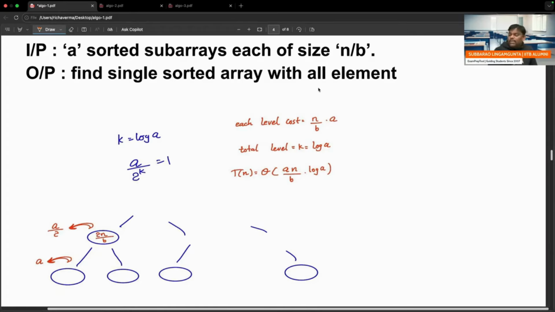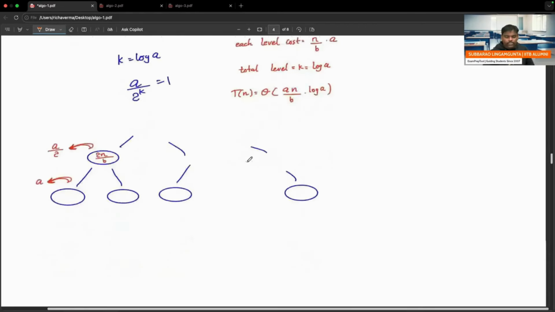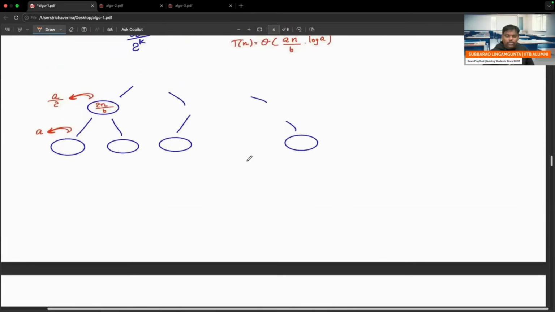Find a single sorted array with all elements. A sorted subarrays, each of size n by b. If you observe clearly, there are A sorted subarrays. In the next level, A by 2 subarrays. Next level, A by 4.